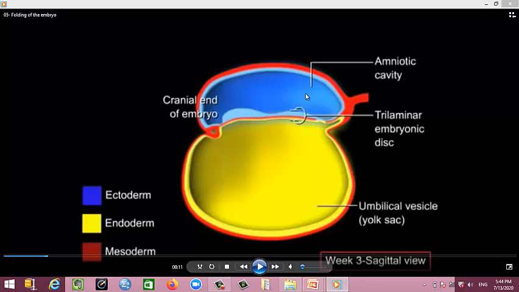On top here, you've got the amniotic cavity. This is the cranial end where the head is going to develop. This is the caudal end, which is the lower part of the body. And down here, you've got the yolk sac. Now, I want you to notice how at this point, the embryonic disc is flat. Now, let's see what's going to happen.